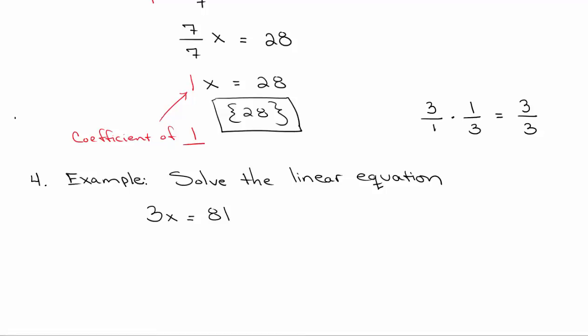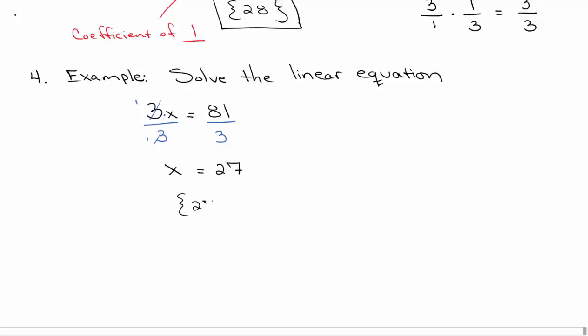So in this case, 3x is equal to 81. We can think of it in two ways. We can think of it as multiplying by 1/3, the reciprocal of 3. Or we can divide both sides by 3, which is also considered the inverse operation that we're doing to the x. 3 times x, the opposite of multiplying x by 3, would be dividing by 3. 3 divided by 3 fits one time. So we get 1x is equal to 81 divided by 3. This is 27. So our solution set for this problem would be 27.